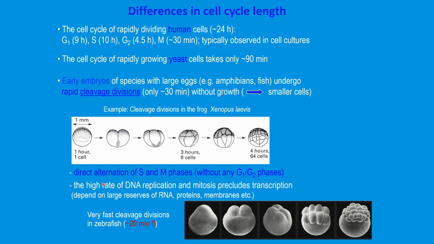So these cleavages depend on large reserves of RNA and protein and other things like membranes, for example, that have to be put into the egg already, right? There will be no growth in the first rounds of cell division. There will be no growth in that very early staged embryo. And we have very fast cleavages in zebrafish. Approximately every 20 minutes it takes to give rise to new cells we see forming here on top of the yolk.